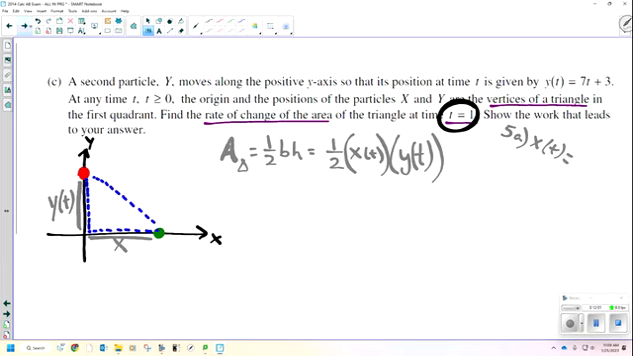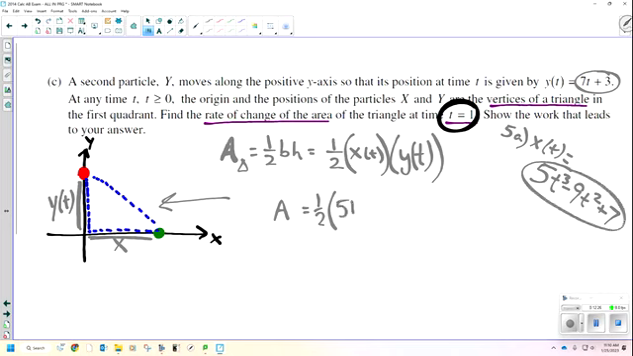So we have 5t cubed minus 9t squared plus 7. And y of t, which is given to me here, is 7t plus 3. So let's put those in our area. The area of this triangle here is 1/2, whatever x of t is, 5t cubed minus 9t squared plus 7, times whatever y of t is, 7t plus 3.